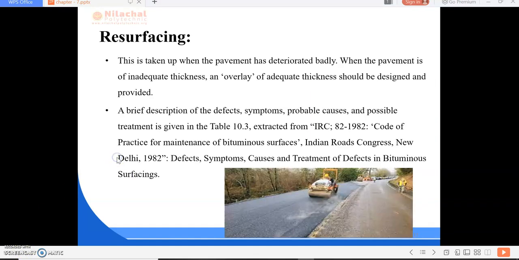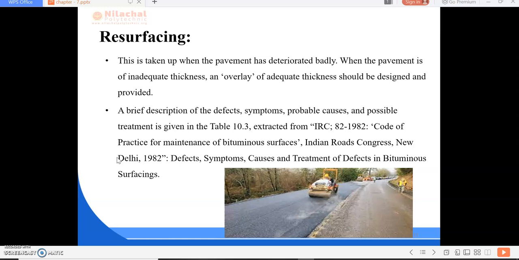Next is resurfacing. This is taken up when the pavement has deteriorated badly. When the pavement is of inadequate thickness, an overlay of adequate thickness should be designed and provided. A brief description of the defect symptoms, probable causes and possible treatment is given in Table 10.3, which is extracted from IRC, that is Indian Road Congress 82, 1982.